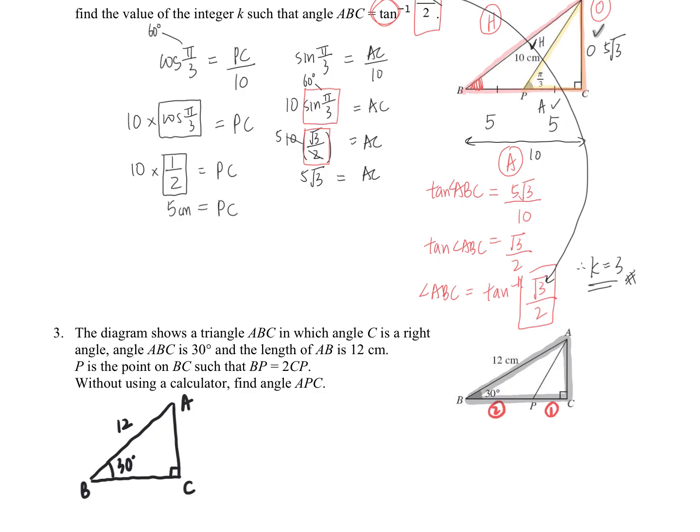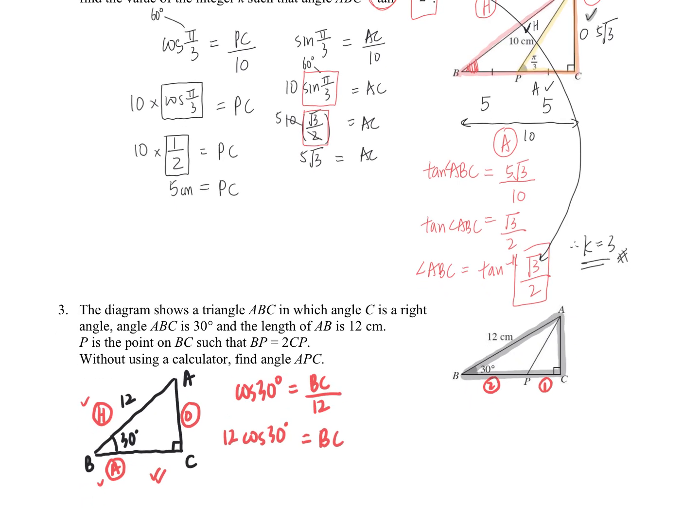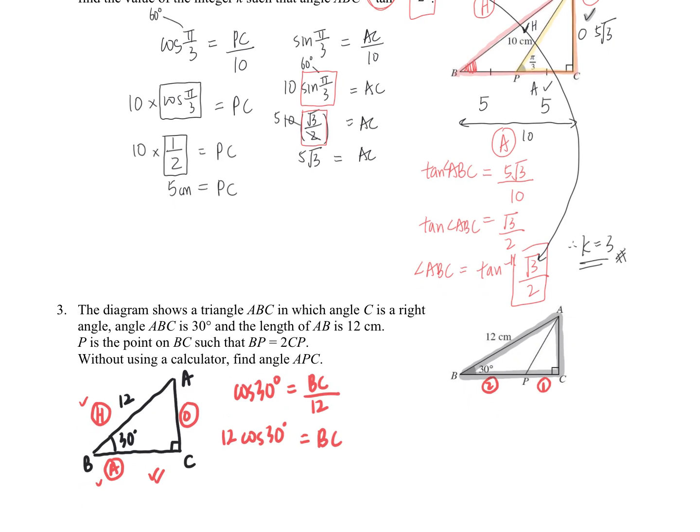So first, label your H, your adjacent side, your opposite. Let me first find what is BC. To find BC, I have A and H. So cosine 30 degrees is A over H. So BC over 12. So BC is 12 cosine 30. So you go and press calculator for cosine 30. What should it be? Wait, but I thought we can't use calculator. Then you square it. Give me the surd form. 3 over 4, right? So square root of 3 over 4 is root 3 over 2.